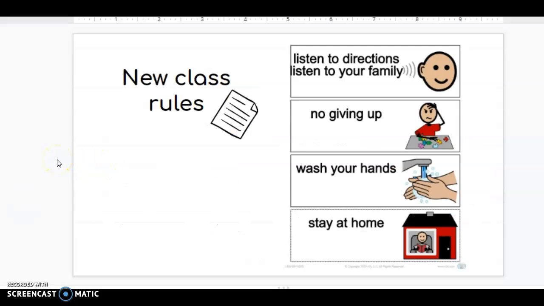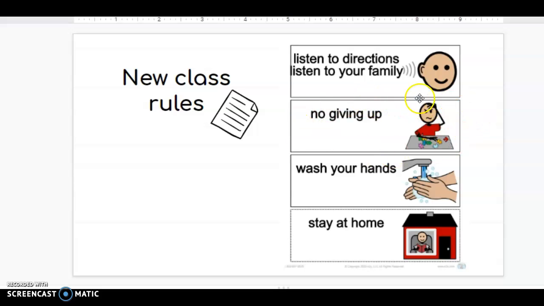But since we're not meeting in our classroom anymore and everything is through the internet and at home, we have new class rules that I want everyone to follow. So the first one, it's still the same. It says listen to directions, but the new part of that rule is it says listen to your family. So since your family is with you at home, we need to listen to the directions they give us.